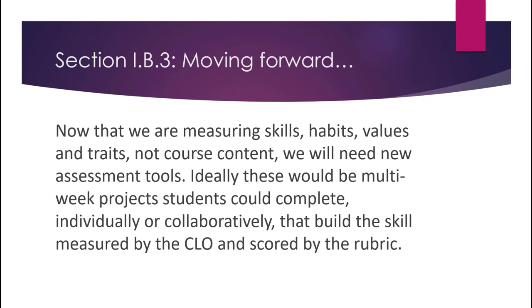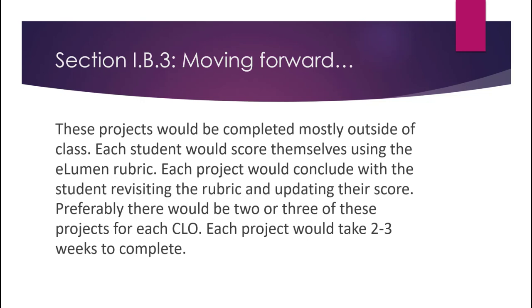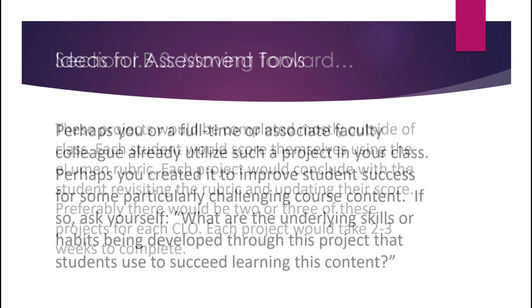Ideally, these would be multi-week projects students could complete, individually or collaboratively, that build the skill measured by the CLO and scored by the rubric. These projects would be completed mostly outside of class. Each student would score themselves using the Illumin rubric. Each project would conclude with the student revisiting the rubric and updating their score. Preferably, there would be 2 or 3 of these projects for each CLO. Each project would take 2 to 3 weeks to complete.